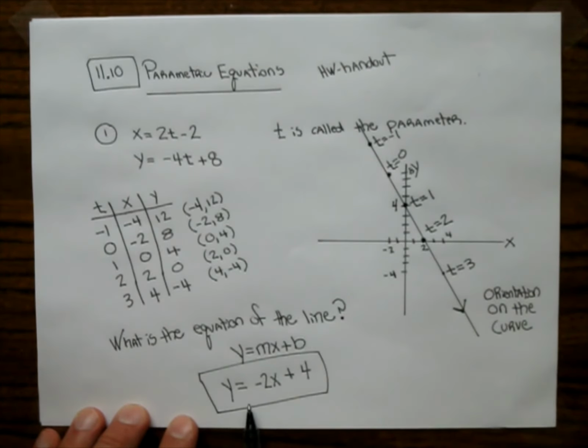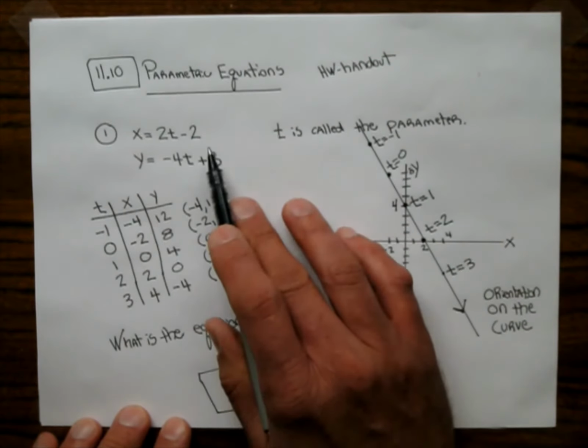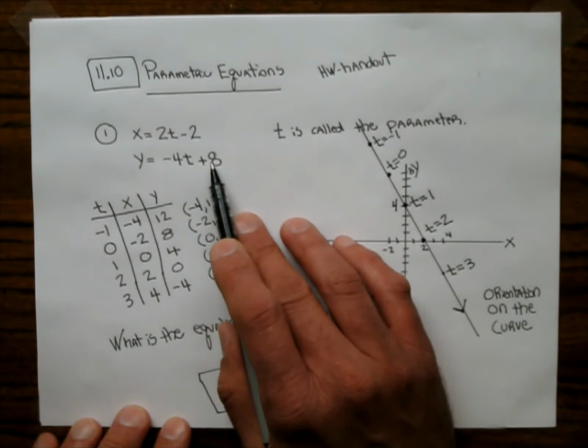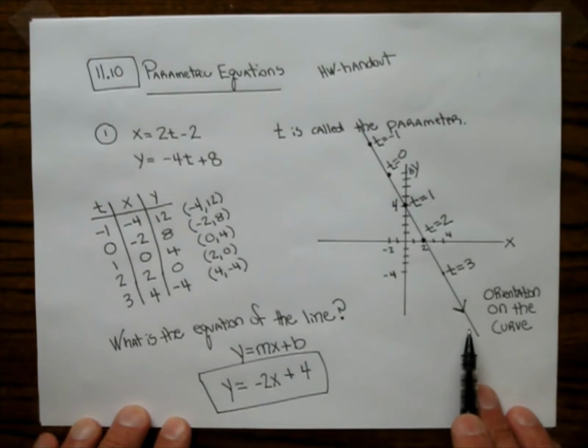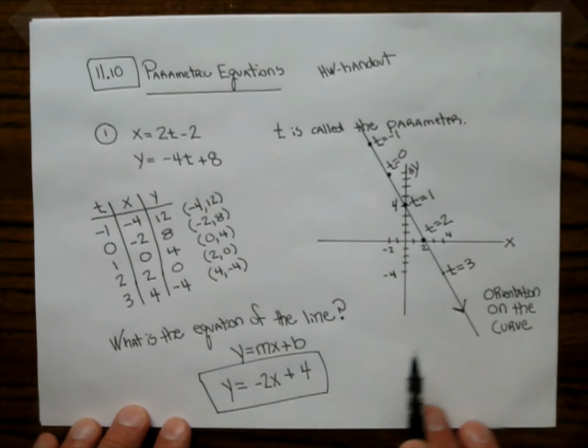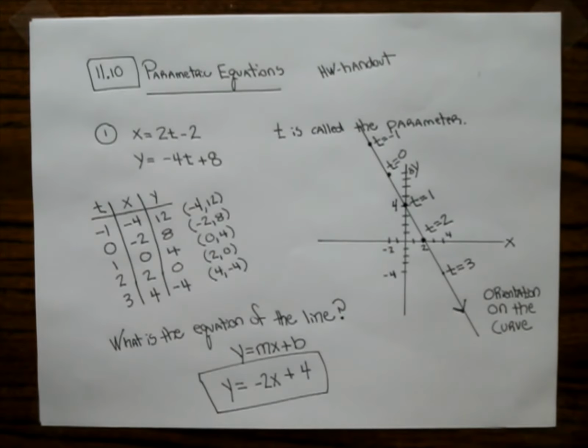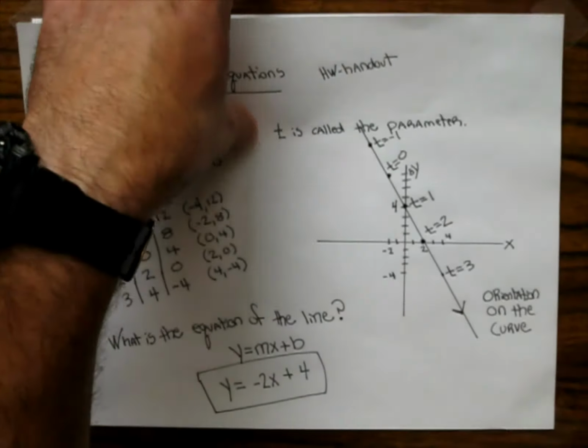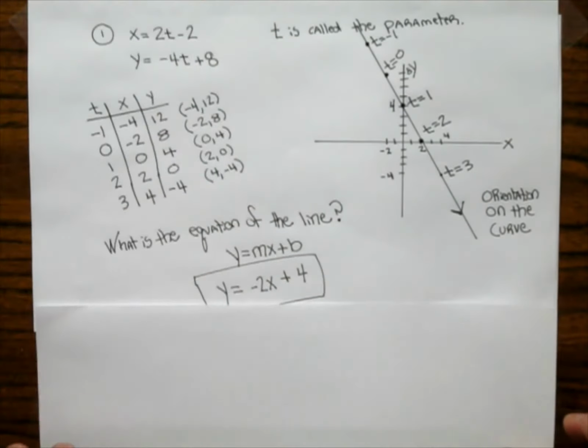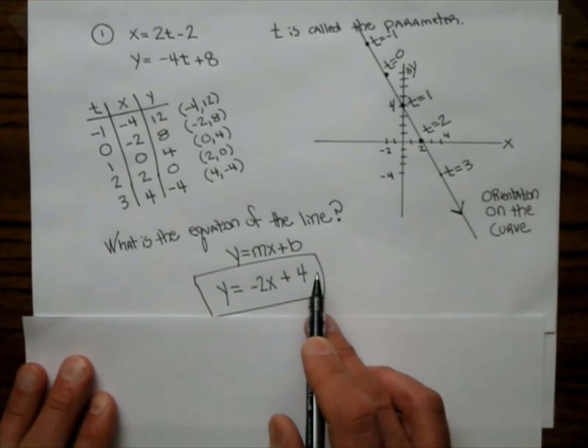Sometimes this is called the rectangular equation. So that is what you're going to be doing in your homework. They're going to be giving you some parametric equations. They're going to ask you to graph, including the orientation, and then they're going to ask you to find the rectangular equation of the curve.